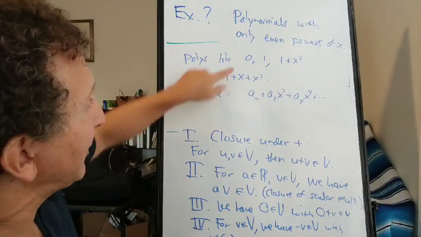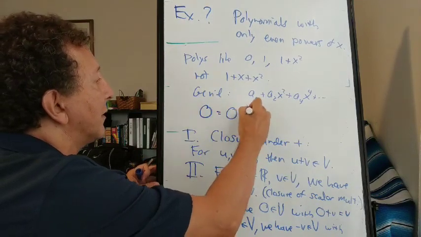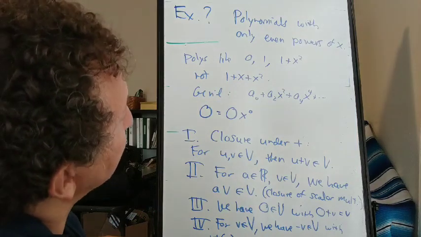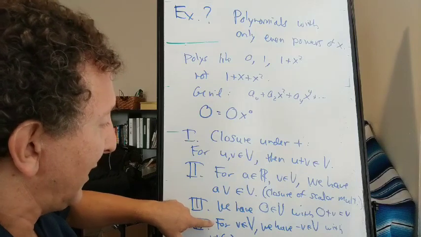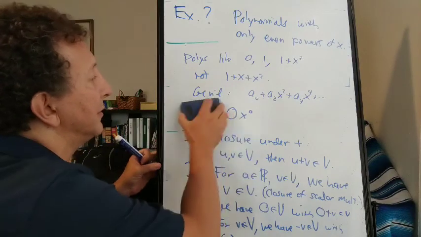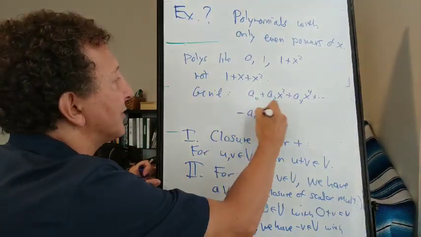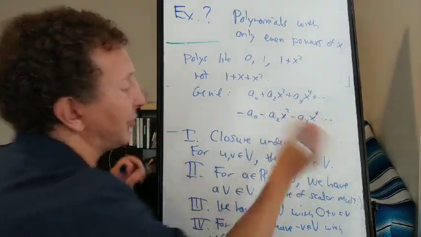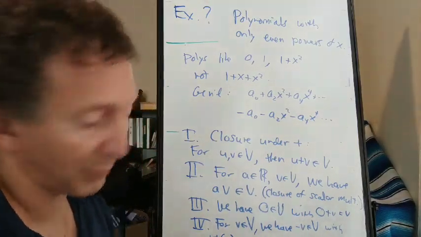We have a 0 element because that's 0 times x to the 0th, and obviously there's no odd powers of x in it. And do we have negatives of the elements? For additive inverses, sure. Whatever our coefficients next to the even powers are, we just take their opposites, and we still have only even powers of x. So that is another example of a vector space.